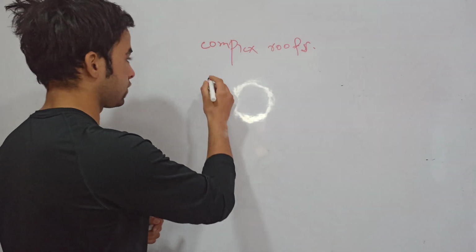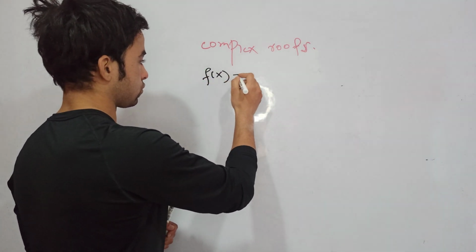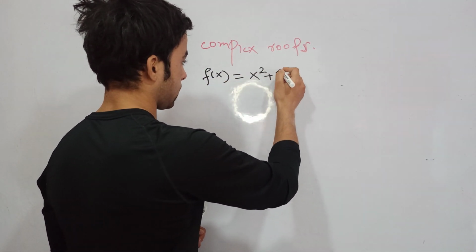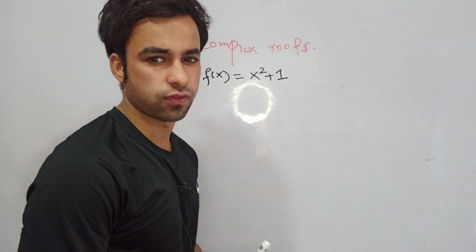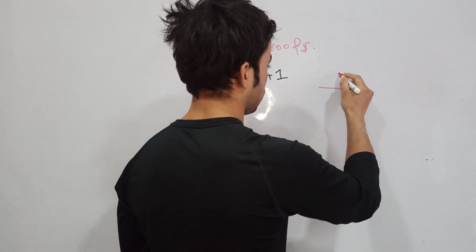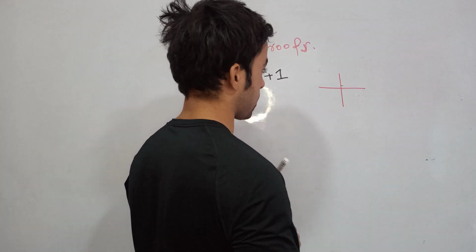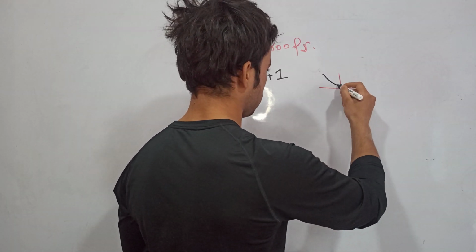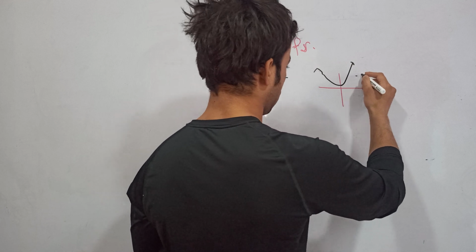We have a function f of x equals x squared plus 1. Now, this is a really decent looking function. If I try to sketch the graph of this, it will look like this. We already talked about that in the first video. It has to look like this. Okay, this is x squared plus 1.